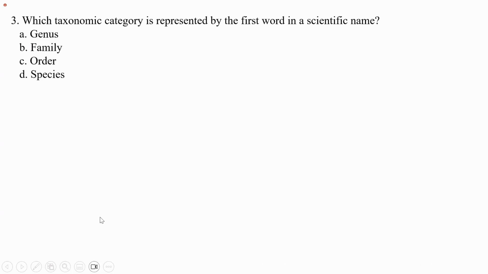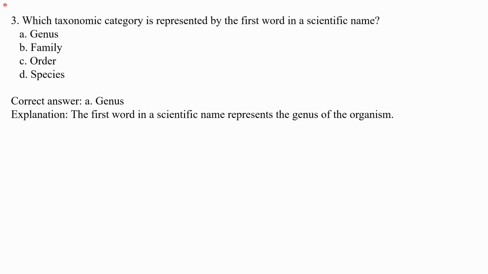species. The next question is, which taxonomic category is represented by the first word in a scientific name? Again, in binomial nomenclature, the first word represents the genus, while the second word represents a species. So the correct answer is option A, genus. The first word in a scientific name represents the genus of any organism.